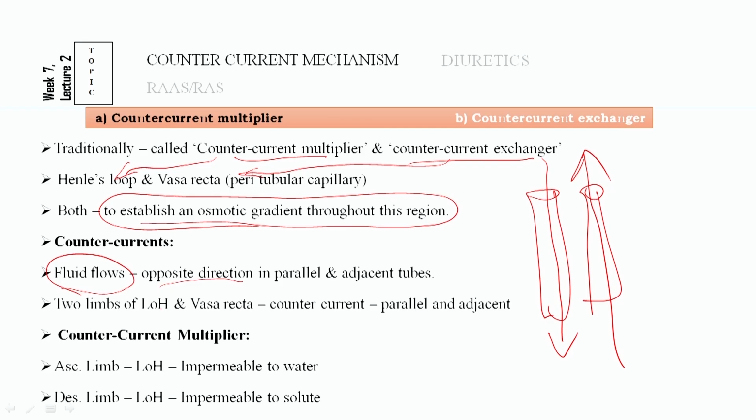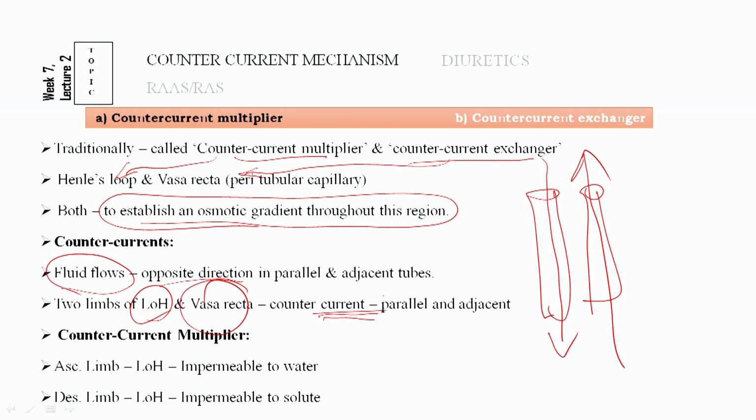Then it will be called countercurrent. Here you can see the loop of Henle as well as the vasa recta structure, where the flow is in opposite directions and in a parallel structure. That is why it is called the countercurrent mechanism. The first part of the countercurrent mechanism is the countercurrent multiplier.